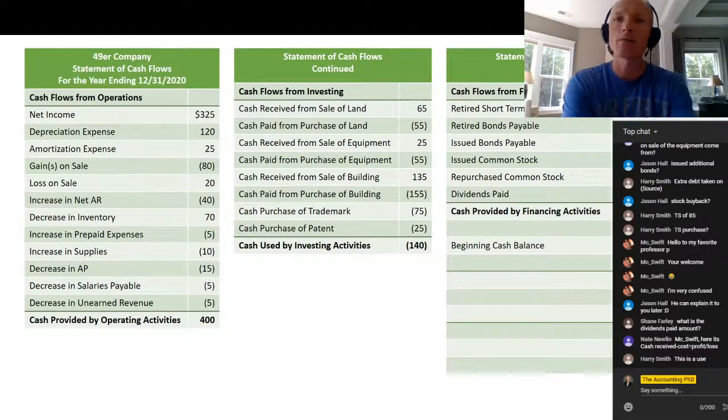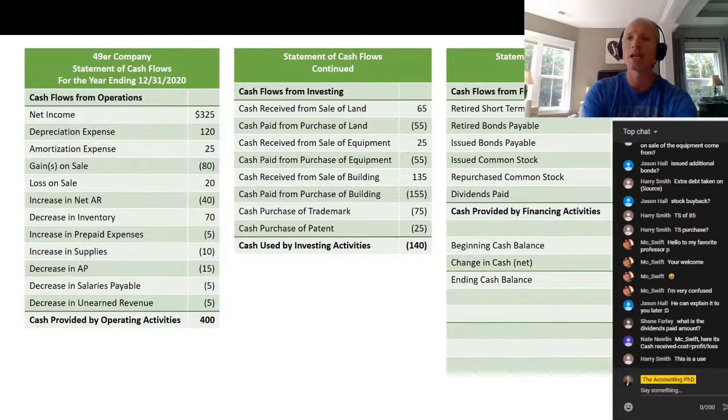So then the bottom section, the remainder of the statement of cash flows. After you do each section, then you list the beginning cash balance. Then you calculate the net change in cash. So you basically sum up the three activities together. So 400 minus 140 plus 5 gets us $265 positive. So that means in total our cash increased $265. And so that would give us our ending cash balance.